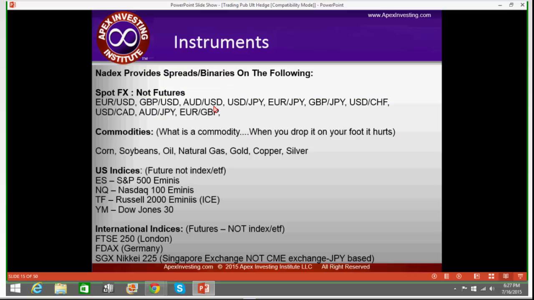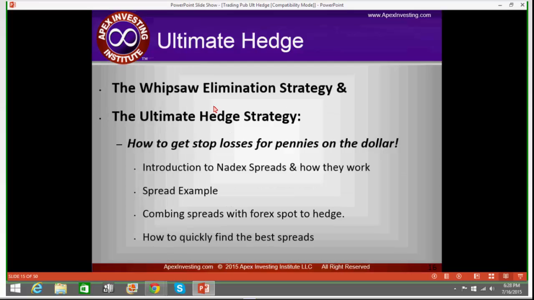So what instruments can you trade with spreads? Excuse me. You've got 10 different FX pairs. You've got commodities. On commodities, you've got corn, soybeans, oil, natural gas, copper, silver. You've got U.S. indices, the S&P, the NASDAQ, the Russell, and the Dow. You've got some international indices, the FTSE, the DAX, and the Nikkei. Okay, those are the instruments that Nadex offers these spreads on.